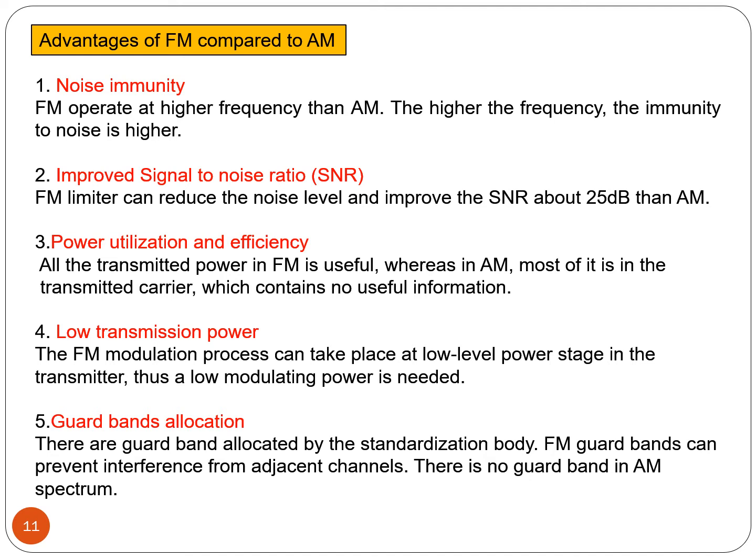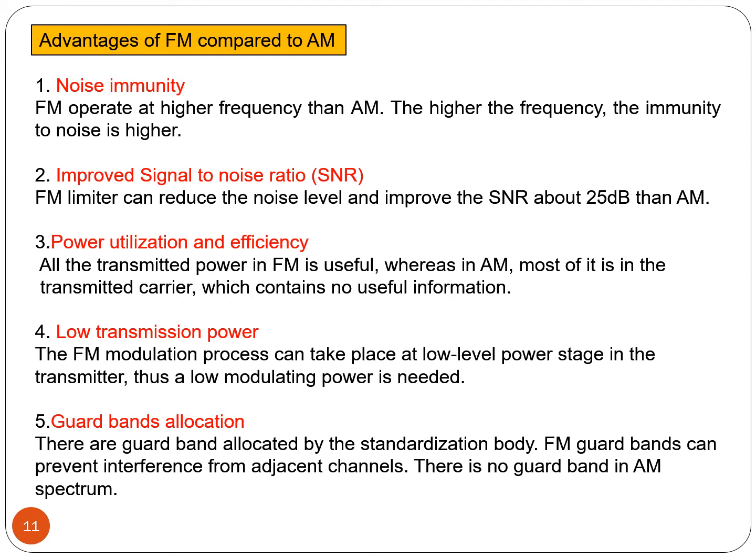FM has many advantages as compared to AM. The first one, FM has better noise immunity. This is because FM operates at higher frequency than AM. When a high frequency is used in the operating system, the immunity to noise is high. Number 2, FM system has improved signal to noise ratio. This is because the system has a limiter that can reduce the noise level and improve the signal to noise ratio.